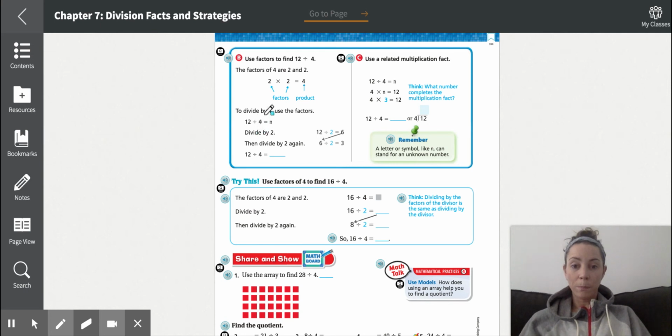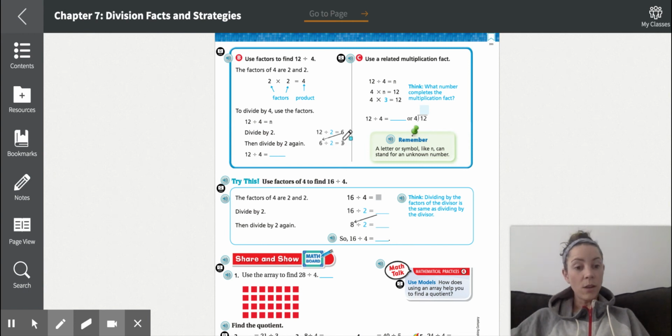First, I'm going to divide by this first 2. So instead of 12 divided by 4, let's do 12 divided by 2. 12 divided by 2 equals 6. So now I have 6. And the other factor of 4 is another 2. So divide by 2 again, or divide by the other factor. 6 divided by 2 is 3.